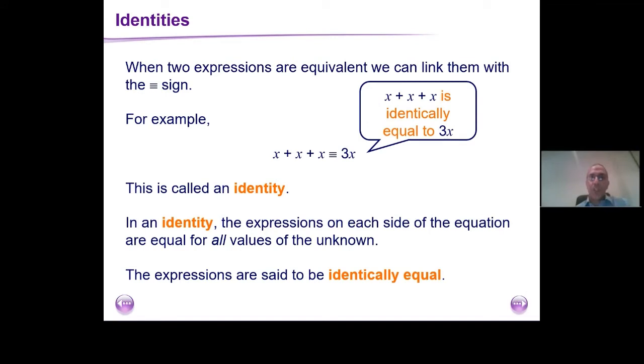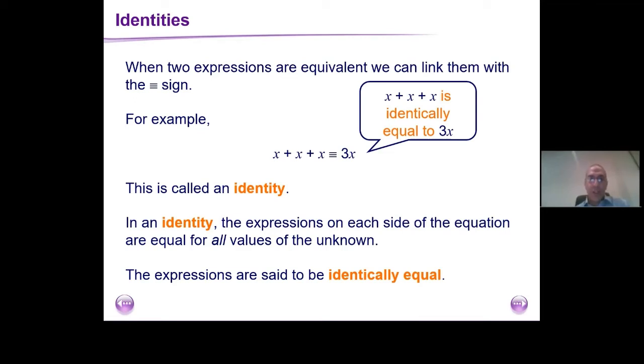Now, when 2 expressions are equivalent, we can link them with a triple equal sign. That means they're the exact same. So if you wrote x plus x plus x, that would equal 3x, but they're equivalent, they're exactly the same. So you put 3 equal signs in front.